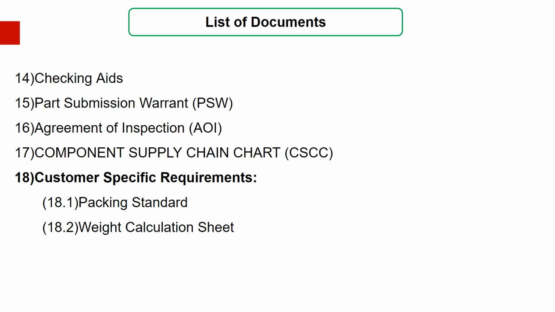Next, our part submission warrant (PSW). This is the most important thing when we are going to submit our product. Here we are mentioning everything. How many quantities we are going to produce in one shift? What is our production capacity and all we are mentioning here.